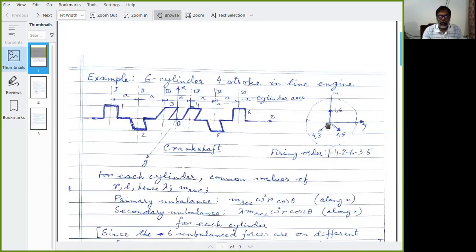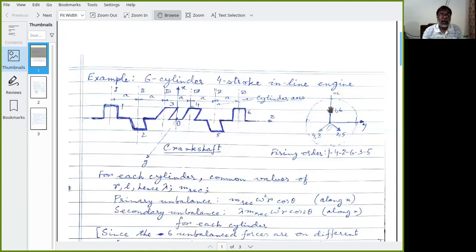So right now you see that 1 and 6 are at the top dead center position. Both are at TDC, but actually only one of them fires because it's a 4-stroke engine. So say 1 is firing at this shown position.